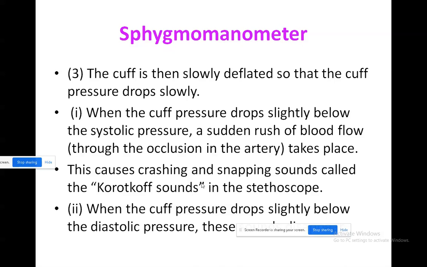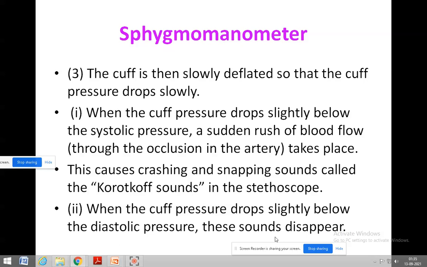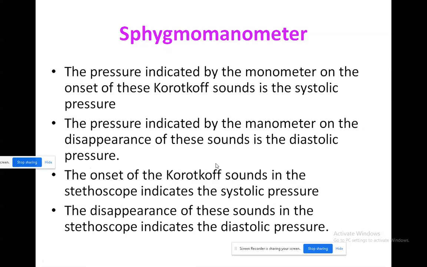When the cuff pressure drops slightly below the diastolic pressure, these sounds will disappear. So the pressure indicated on the manometer at the onset of this Korotkoff sound is the systolic pressure. The pressure indicated by the manometer at the disappearance of this sound is the diastolic pressure. While you are inflating the cuff, you will be hearing the Korotkoff sound. That means you are increasing the pressure value higher than your systolic pressure.